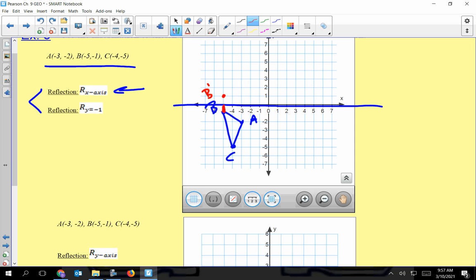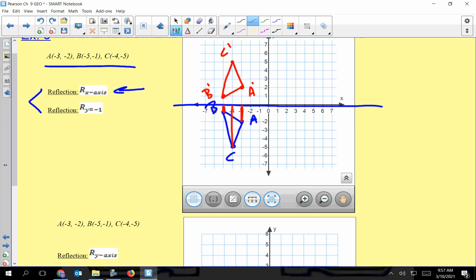Okay. We'll go to A. A is 2 away, so I got to go 2 to the other side of that line. So that's going to be A prime. Then C is 5 away, so I got to go 5 to the other side. I get to here, call that C prime, and then I could go ahead and draw my triangle. So there's the reflection across the x-axis for that triangle.